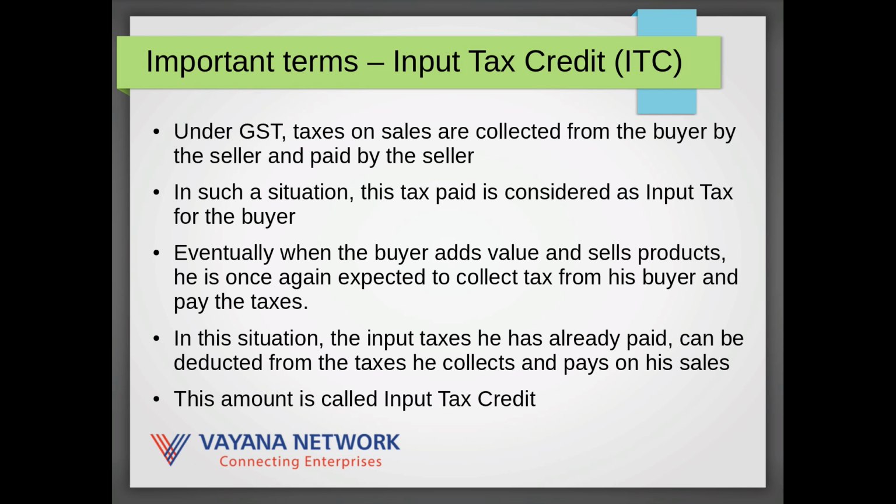This way, essentially, every company ends up paying the taxes on the value additions it makes, though it does it in 2 stages. First, it pays taxes on all the things that it purchases, and subsequently it pays taxes on all its sales, but deducts the tax it had already paid on its purchases.